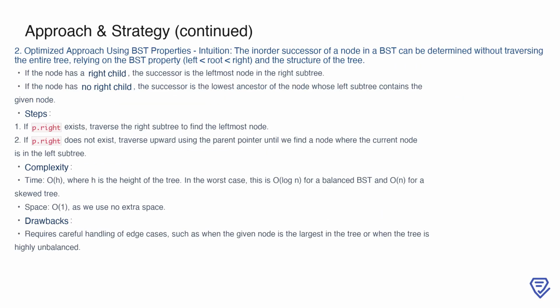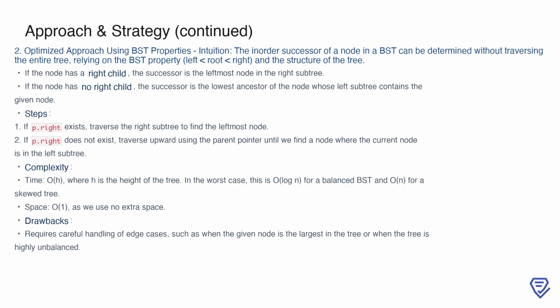Next, we considered an optimized approach that takes advantage of the properties of a binary search tree. The key observation here is that the Inorder successor of a node can be determined without traversing the entire tree. If the node has a right child, the successor is the leftmost node in its right subtree. On the other hand, if the node has no right child, we need to look upward in the tree to find the lowest ancestor for which the node is part of its left subtree. This can be done efficiently using the parent pointer provided in the problem.